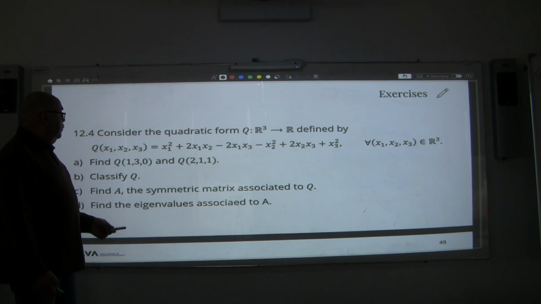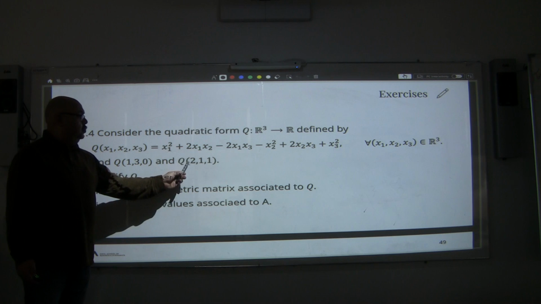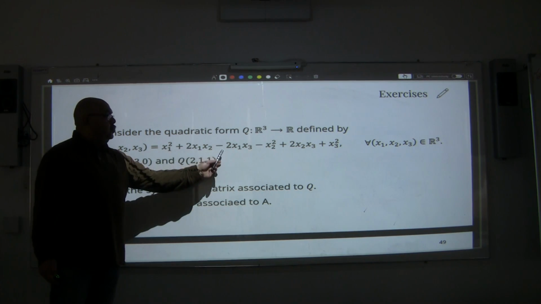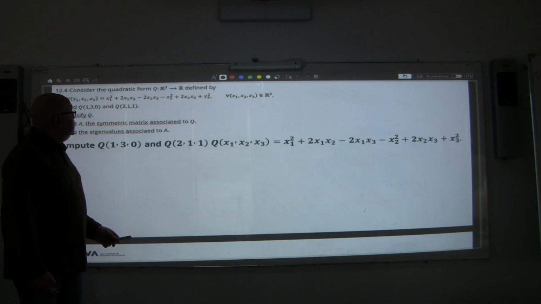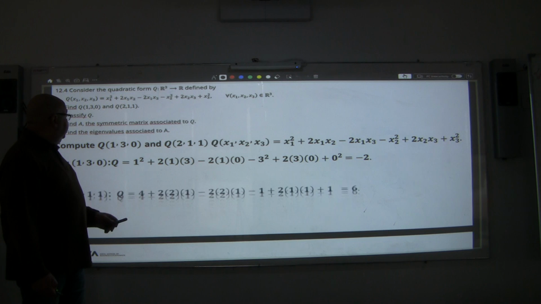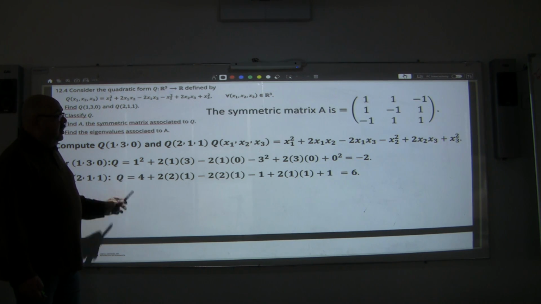For this problem, it's also asking you to evaluate the quadratic form at (1, 3, 0) and (2, 1, 1). All I have to do is to substitute these values in this quadratic form and see the results. If I make the substitutions, you will have negative 2 and 6. So you have an indefinite matrix.